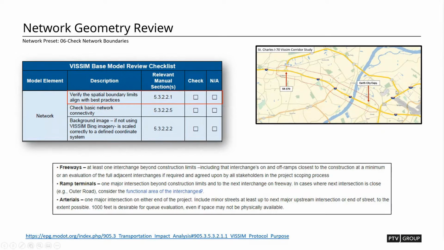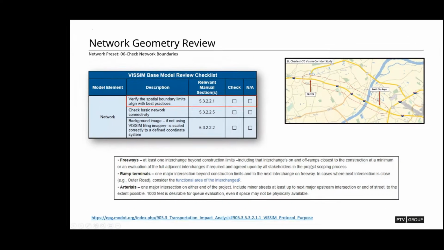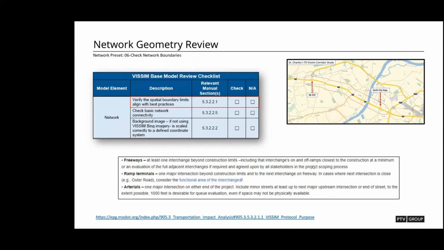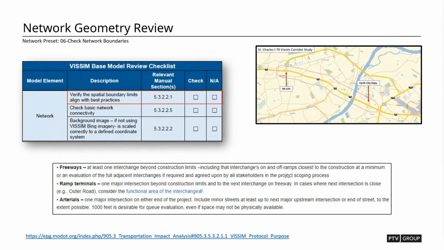For example, we have a major interchange just to the east of this Earth City Expressway, 270. So it might be better context with the larger simulation to include that. For ramp terminals, one major intersection beyond the ramp. Arterials, one major intersection on either end of the project. So there is some guidance, and that'll be the first thing you want to look at: do we have the right number of intersections for our study area?